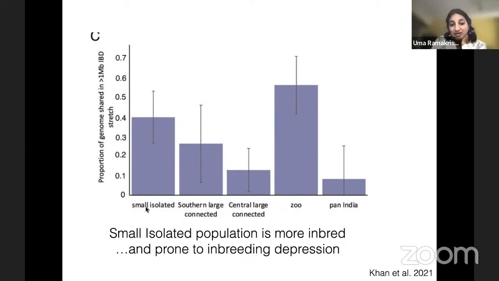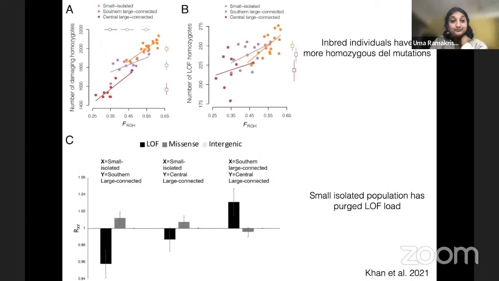But what you see here is that indeed individuals in Ranthambore also share a large proportion of those inbred stretches. This is, for example, known to be inbred zoo individuals, and they share much more of these inbred stretches. We also wanted to see whether inbred individuals have more deleterious mutations. I mean, inbreeding is fine, but does it matter, right? The way it matters is through deleterious mutations.